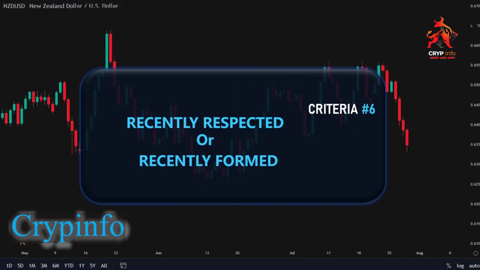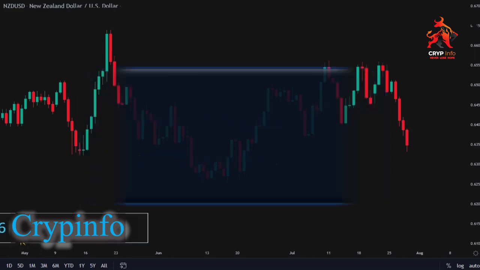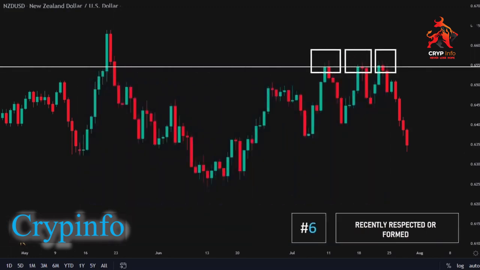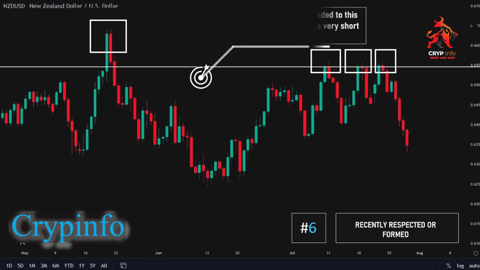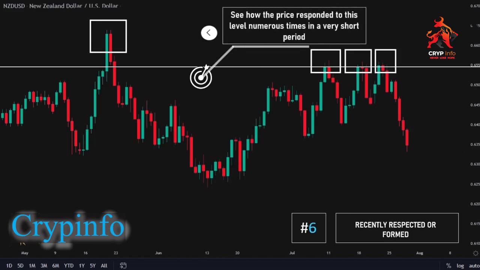So to the last criteria. Trait number 6, the level was recently respected or formed in a recent time period. In other words, the latest support and resistance levels are the priority. As you can see here, price was rejected 3 times in a row from this resistance level in a very short period of time, meaning it is still valid in the current time period. If you look further back, you can also see the swing high formed by the market. But recent rejections are always more effective as they are current and new. Don't forget, the latest is the priority.